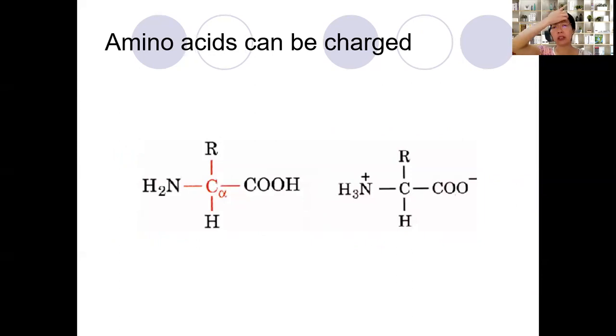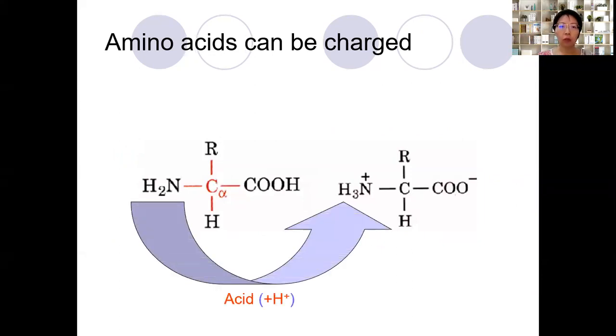Now let us look at this structure here. This is an amino acid. When we add acid to the amino acid, the acid will react with the base, which is the amine group. When the amine group reacts with the acid, it will take up the acid. The base will take up the acid and become NH3 plus. So the plus sign comes from this acid because it has been taken up. From NH2 it becomes NH3, and the positive charge comes from this positive charge.